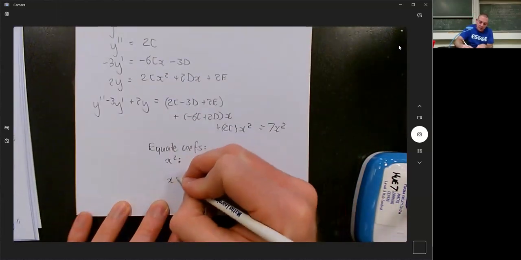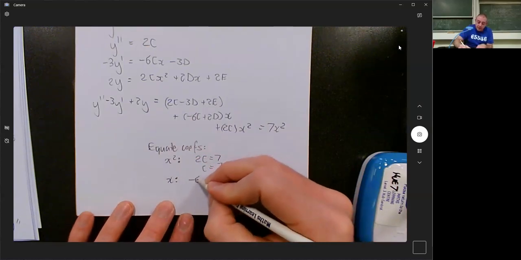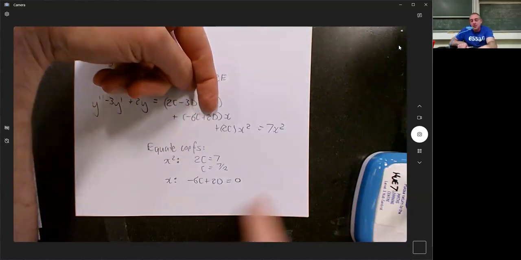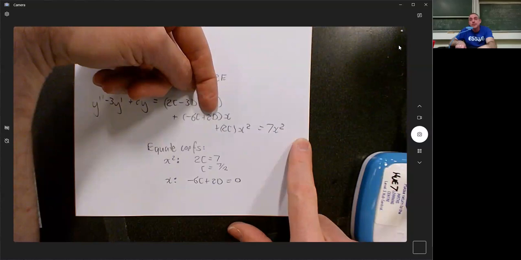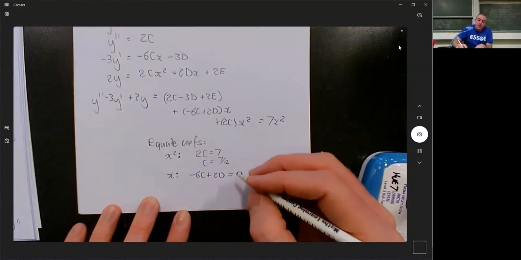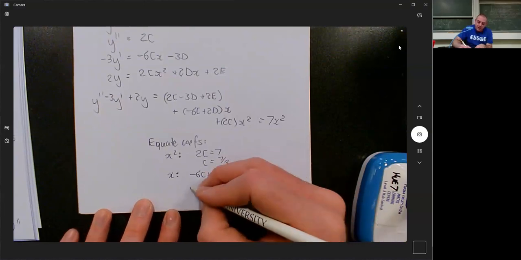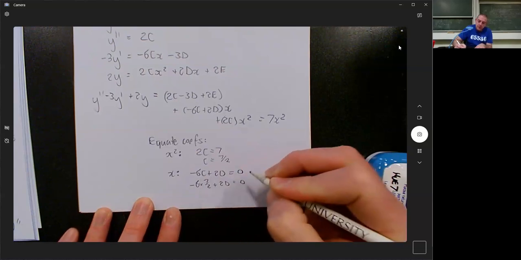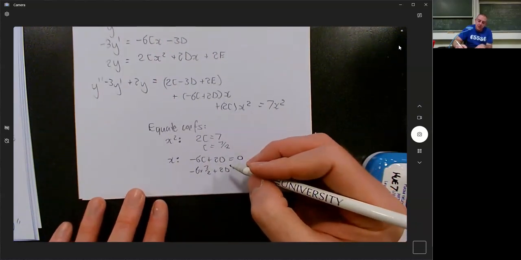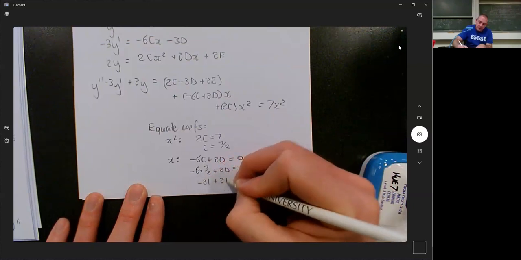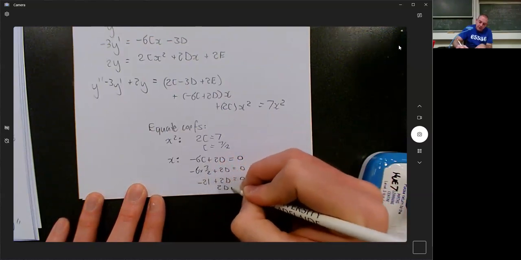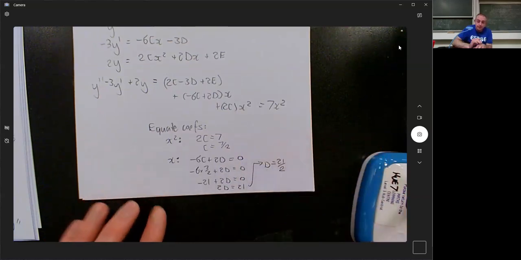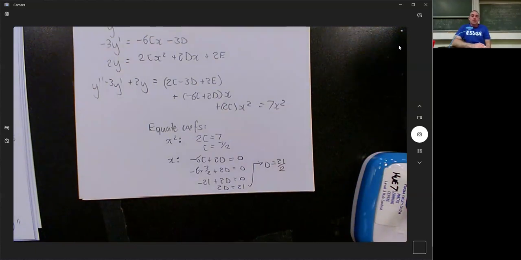And from the x coefficient, I've got that minus 6c plus 2d has to be 0, because there's an x here, but there isn't one over here. But I know what c is. It's 7 over 2. And so what does that give me? Minus 21. So 2d is 21, and so d is 21 over 2. Okay, cool.